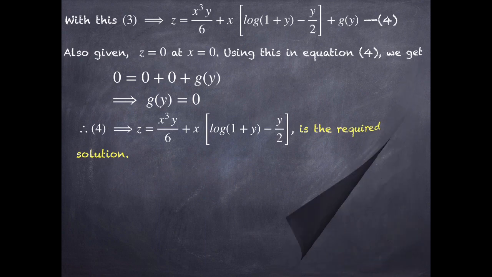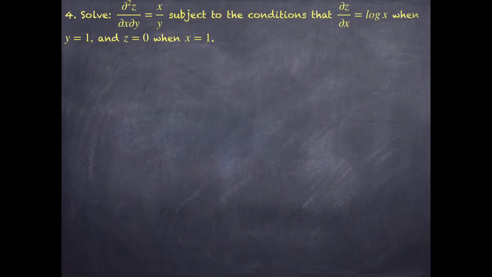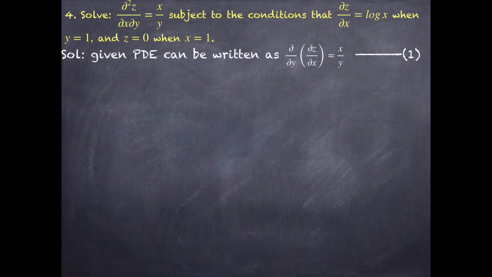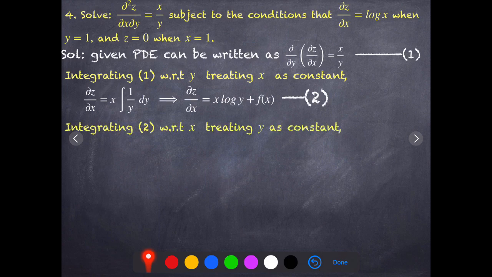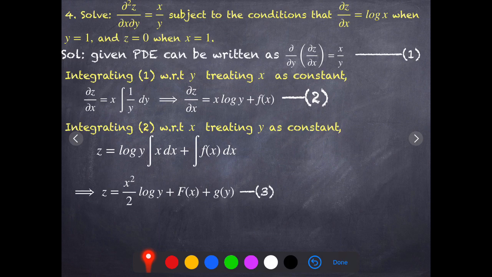Okay, so the next question. ∂²z/∂x∂y = x/y subject to the conditions ∂z/∂x = log x when y = 1, and z = 0 when x = 1. Here the condition with respect to x is given, so I will integrate with respect to y first. Integrating with respect to y, we get x log y + f(x). Again integrating with respect to x, treating y as a constant, we get z = (x²/2) log y + F(x) + g(y).